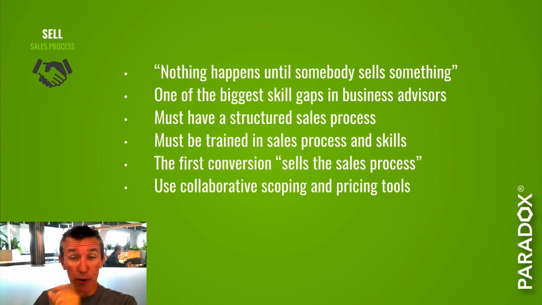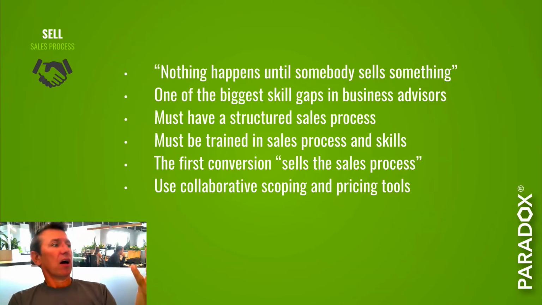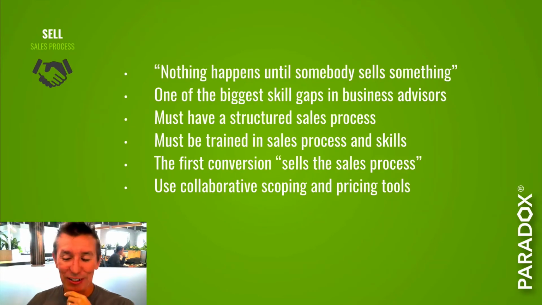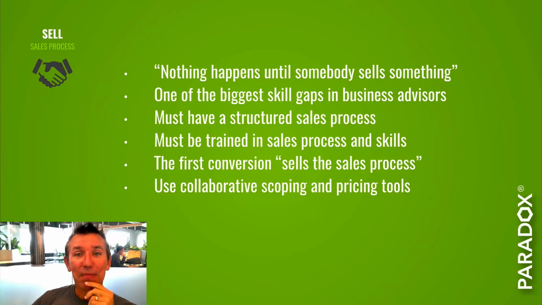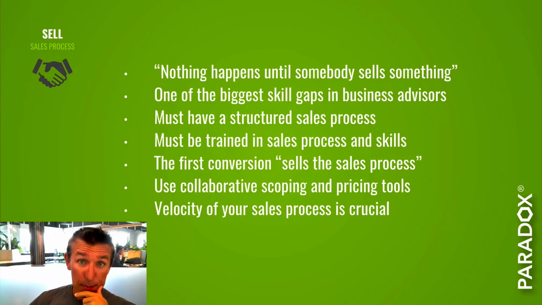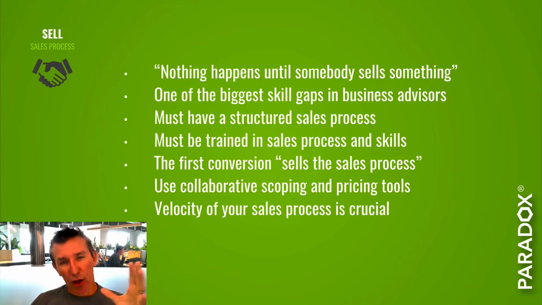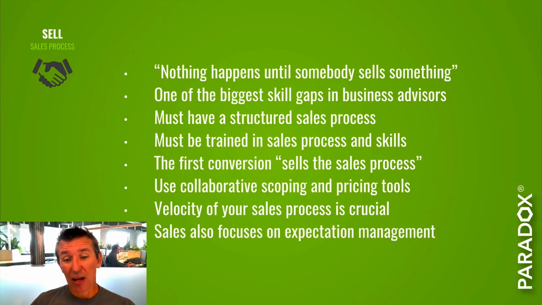So you scope it and price it. They see right there, because you don't want sticker shock. If someone sees a proposal later and they're shocked, sticker shock is just a term out of the car industry where people see the price and go, oh. You don't want that to happen in your sales process. So that velocity of your sales process is crucial, and unless you're doing the collaborative pricing and scoping, you'll start to lose that.